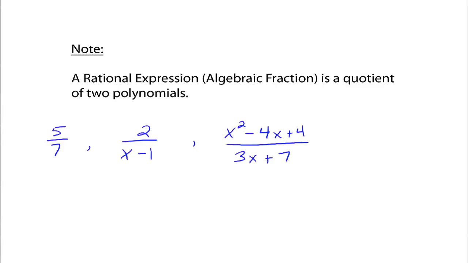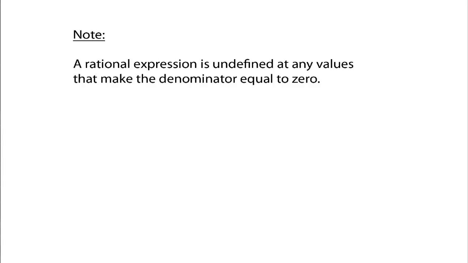Now, make a note. A rational expression is undefined at any values that make the denominator equal to 0. Right? Because we're talking about fractions now. We don't want anything that makes the denominator 0, right? Because a fraction where the denominator is 0 is undefined. Right? So what about x plus 1 over x minus 5? What values for x would make this rational expression undefined?